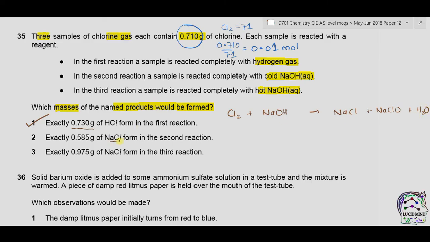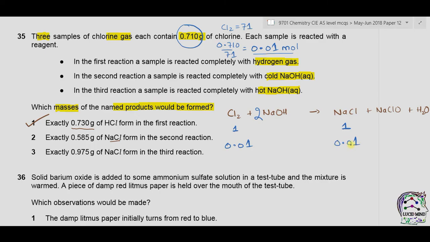As in the option they have given NaCl, so we are concerned only with sodium chloride. In the balanced equation we have 2 moles of sodium hydroxide being reacted to form this product. Now we can see that the ratio of chlorine with sodium chloride is 1:1. So it means 0.01 moles of chlorine will form 0.01 moles of sodium chloride.